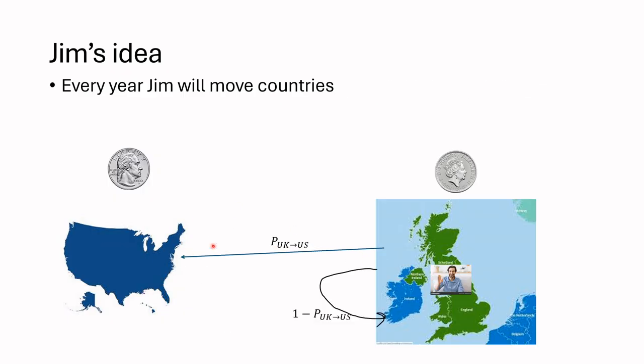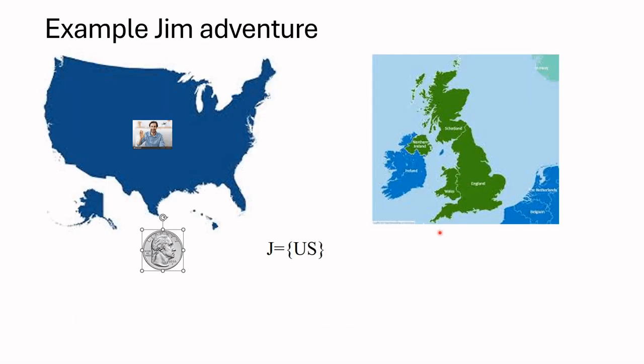In a similar way, if he was in the UK, then he flips his coin, and if it lands on heads, the probability that he goes over to the US is P sub UK to US, and the probability he stays is 1 minus P sub UK to US. Okay, so let's just do an example adventure that Jim has.